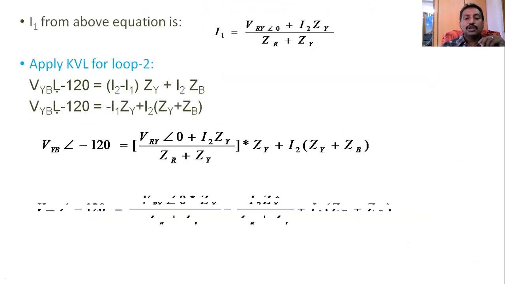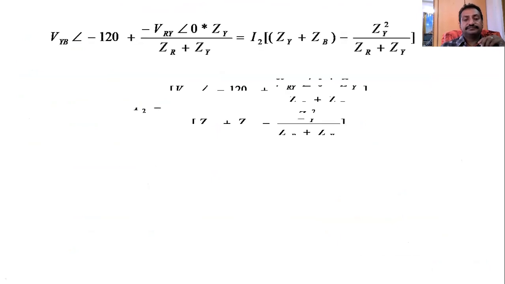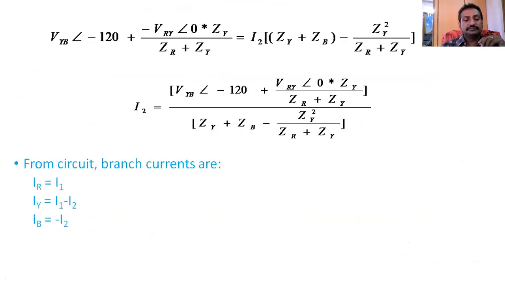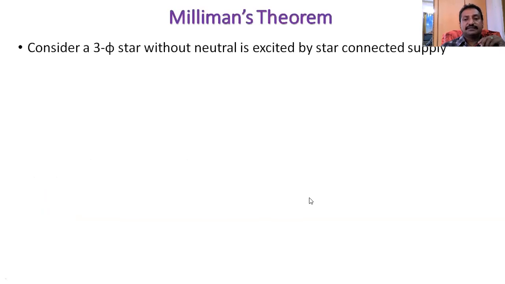So this is about the loop analysis method. We are able to calculate the line currents IR, IY and IB from this I1, I2. Then Millman's theorem. This Millman's theorem we will discuss thoroughly in theorems, in the fourth unit. But we'll go through it in Millman's theorem.